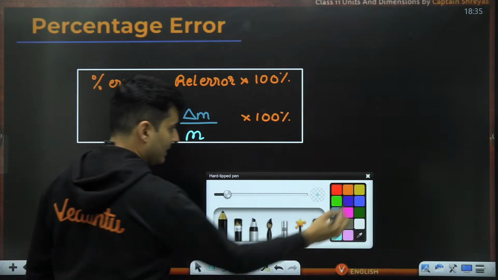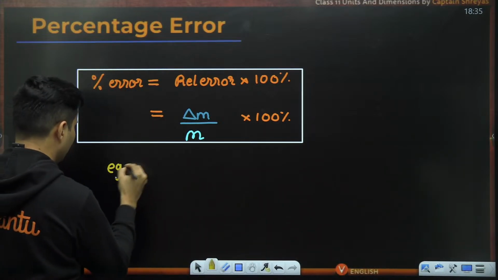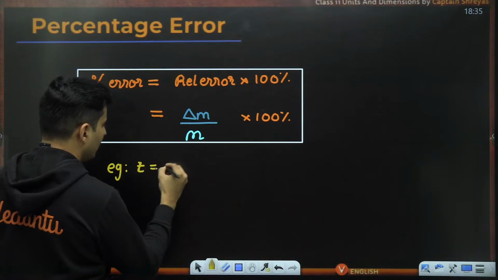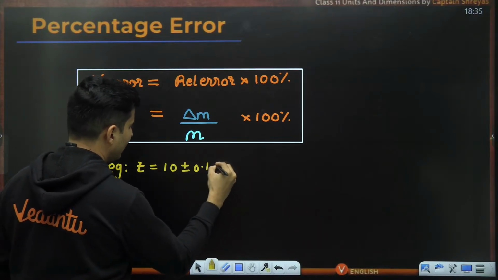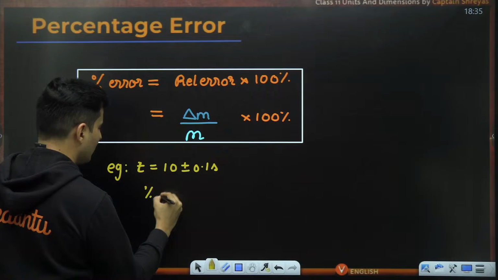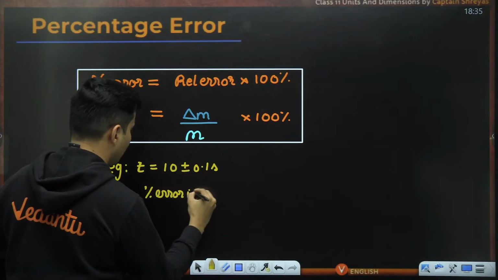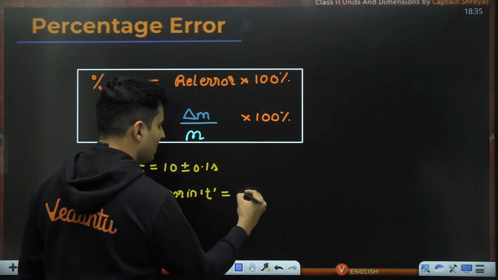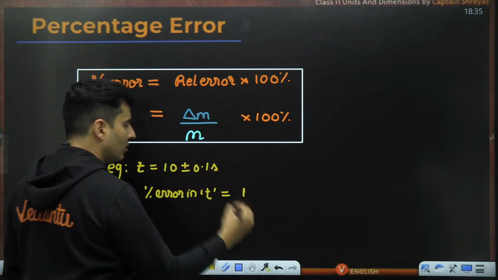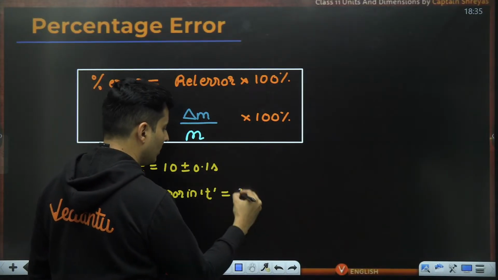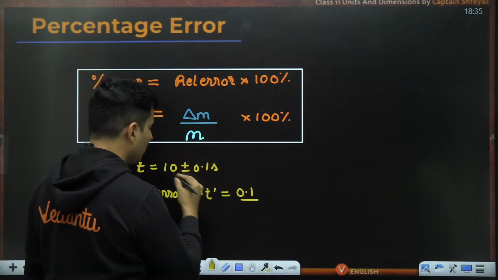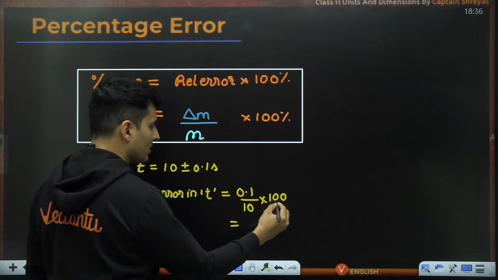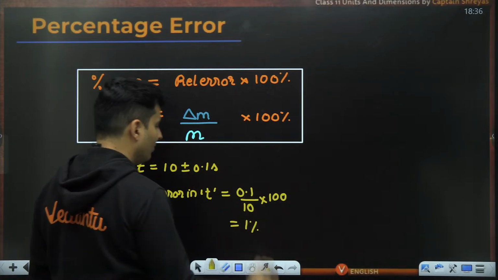So just to give an example for this, the same thing which we just did, time is basically 10 plus minus 0.1 seconds. So the percentage error in time will be the absolute error, which is 0.1, divided by the most likely value, which is 10, multiplied by 100. As you can see, the zeros cancel, so it will just become 1%.